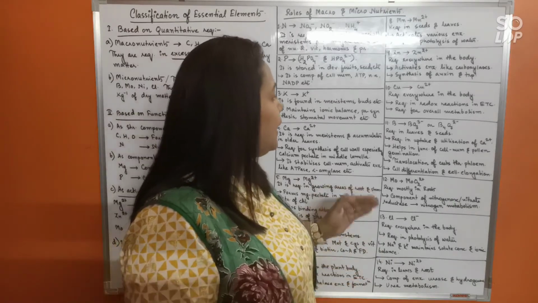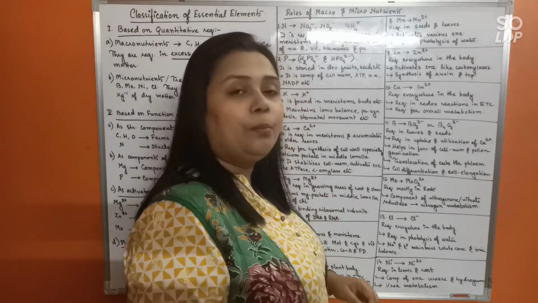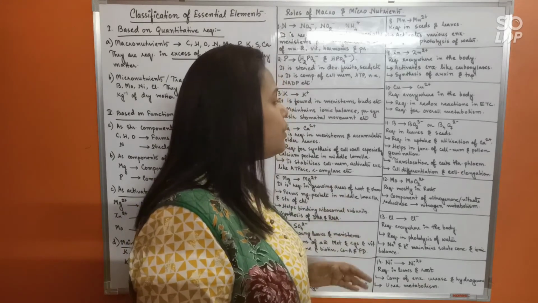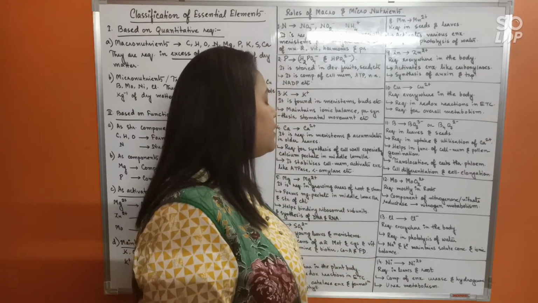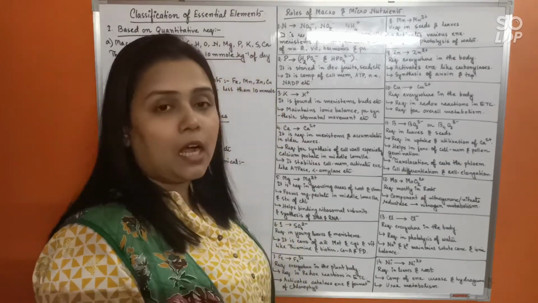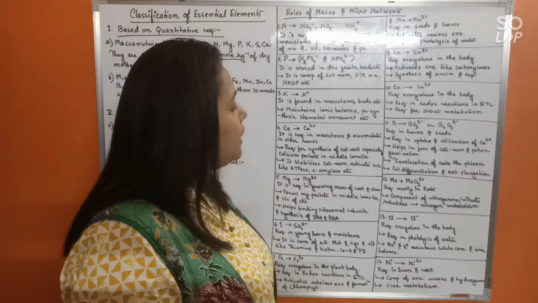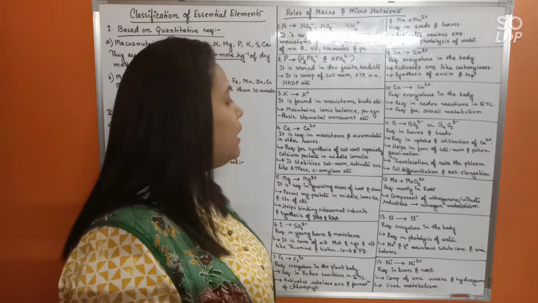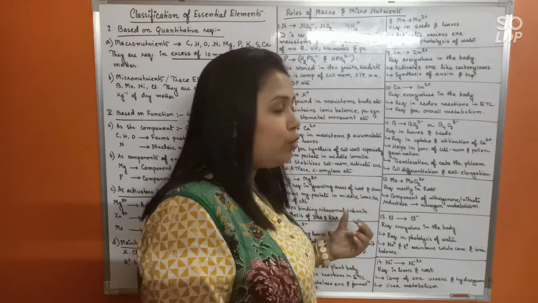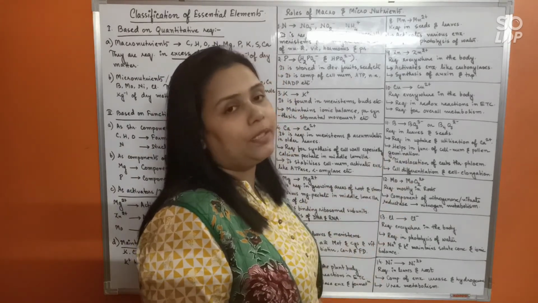Alright. Next, boron. Boron is taken up in the form of BO3 3- or B4O7 2-. It is required in the leaves and seeds. Now, what would be the function of boron? It is required in uptake and utilization of calcium ion. That means without the help of boron, calcium cannot be absorbed by the plant.